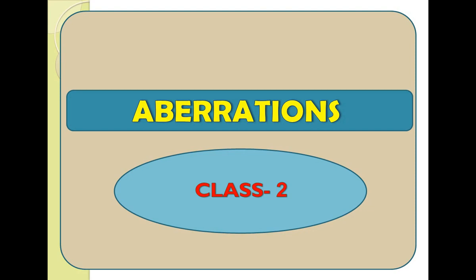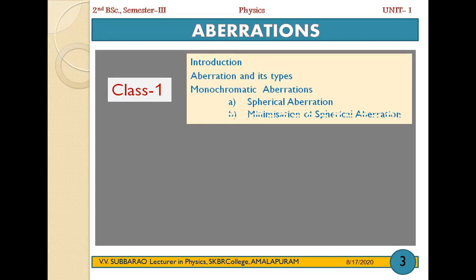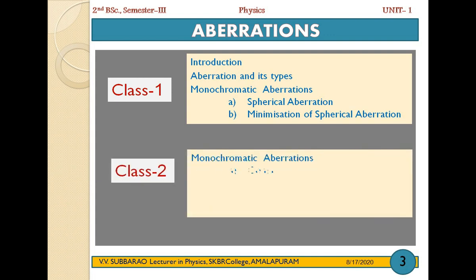Aberrations, Class 2. In Class 1, we learned about the types of aberrations. Under aberrations, we discussed the first type of monochromatic aberration, that is spherical aberration and minimization of spherical aberration. Today in Class 2, we are going to discuss the other types of monochromatic aberrations, that is Coma, Astigmatism, curvature of the field, distortion.